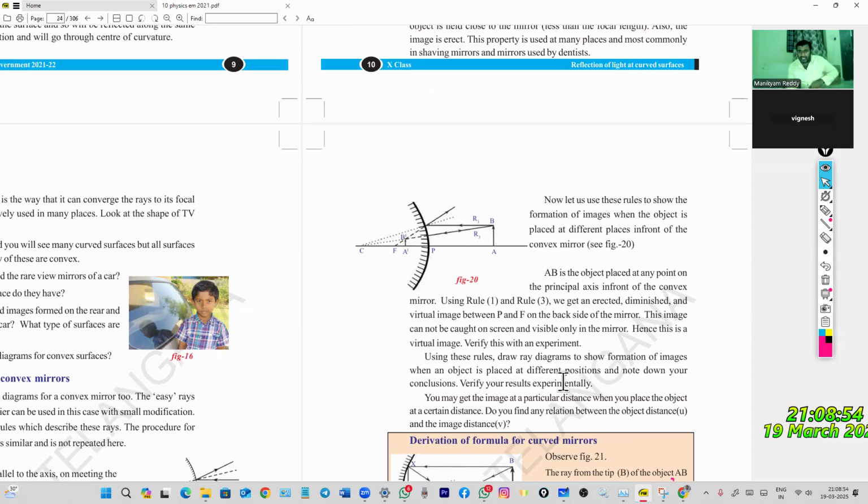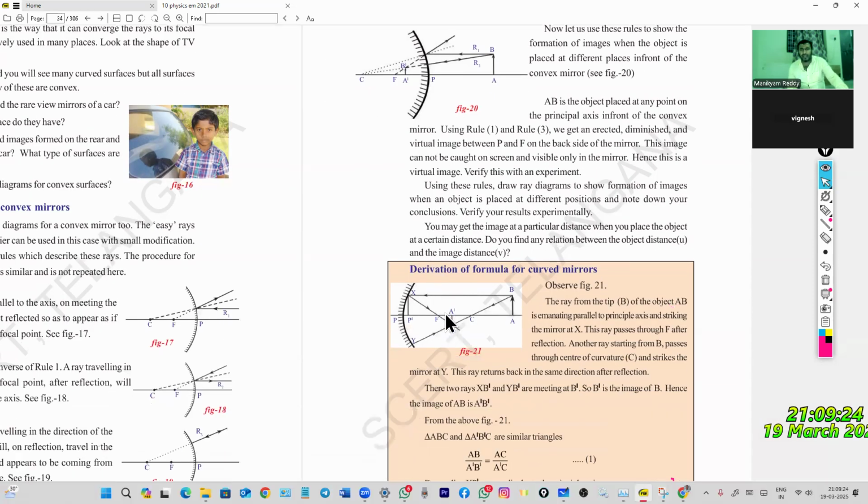Okay, so note down here. Now here a diminished image we are going to observe. Erect and diminished image. Size is decreased, diminished and virtual image between P and F. AB is the object placed at any point on the principal axis, in front of the convex mirror, but the image is formed between P and F. Only one ray diagram is there for convex mirror.